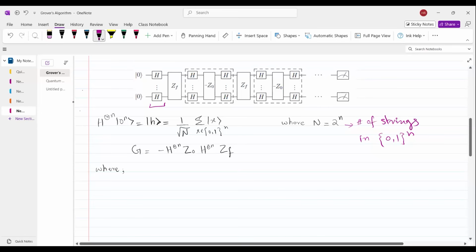Now the Grover operator has been represented as minus H to the power tensor n, Z naught, H to the power tensor n, Z of F. This essentially means that Hadamard is applied on all the qubits, then Z naught, and then again Hadamard on all the qubits, then Z of F. This is the way that I'm reading it.